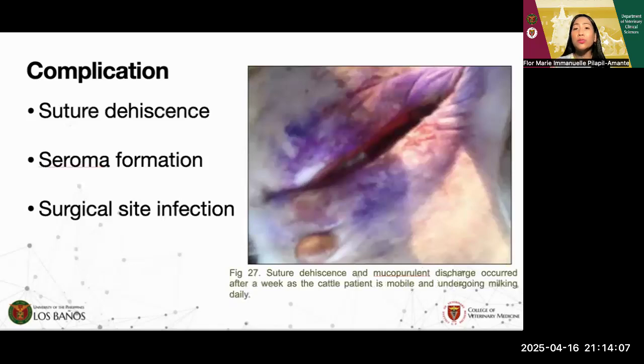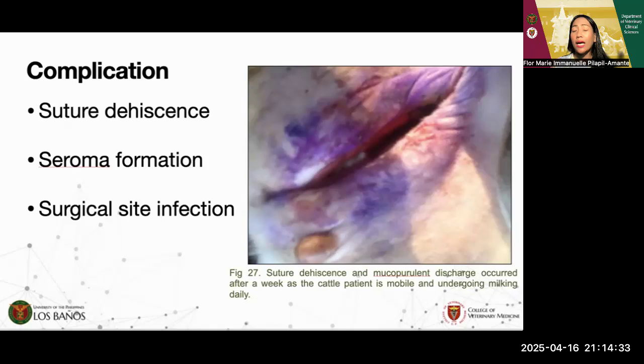Complications, we can start with the most common but of less or minor effect, which would be the suture dehiscence. And this is very common as shown in figure 27. And this occurred after a week as the cattle patient is very mobile and still being milked twice a day. That's why this suture dehiscence was very common for this cattle patient.